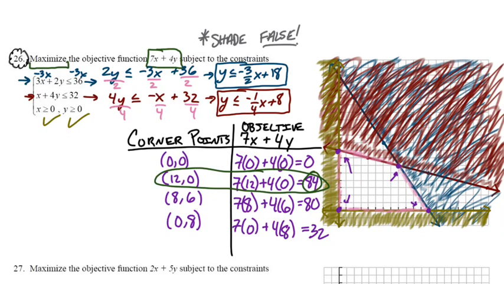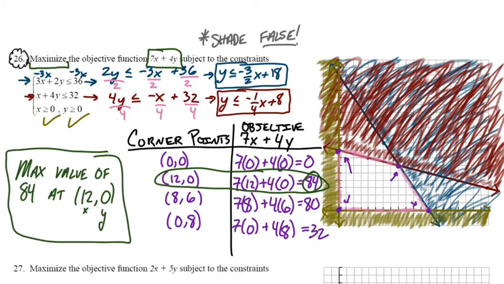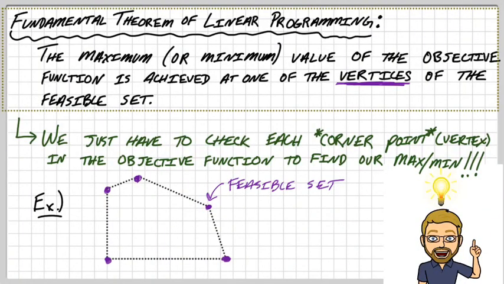So our final answer for our maximization problem here, we have a max value of 84 at the point 12, 0. That's 12 for x, 0 for y. All right, and just to review, we talked about the fundamental theorem of linear programming today, which means once you identify your feasible set, the only points you need to check are the corner points. You plug those into the objective function and figure out which one gives you your minimum or maximum, whatever the problem desires.